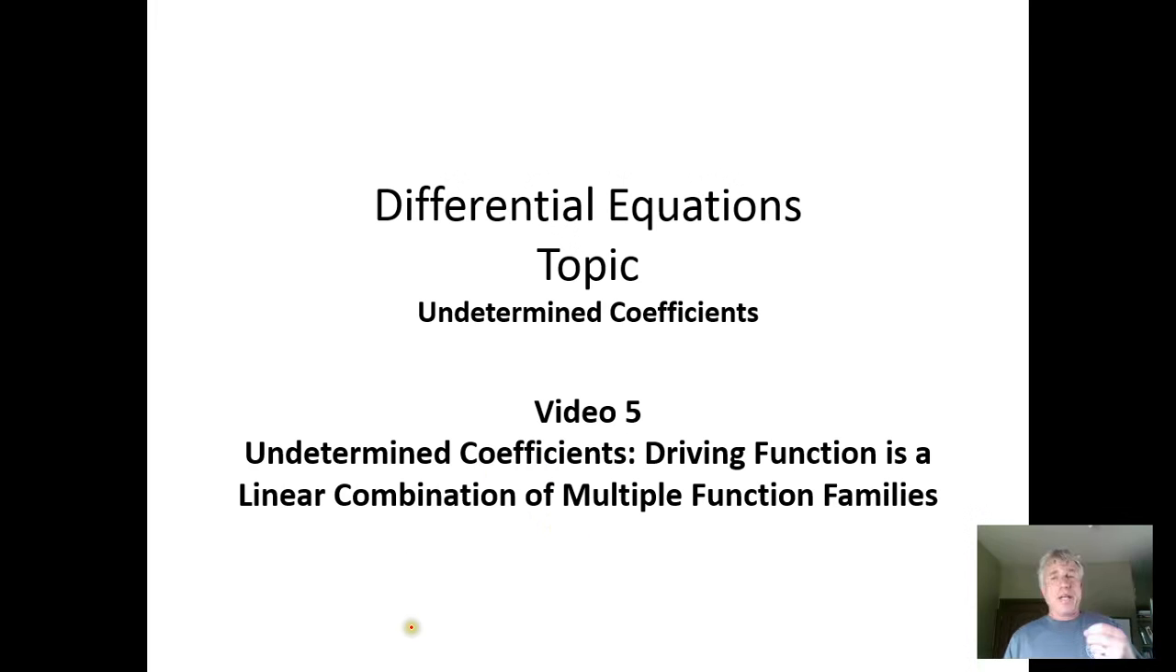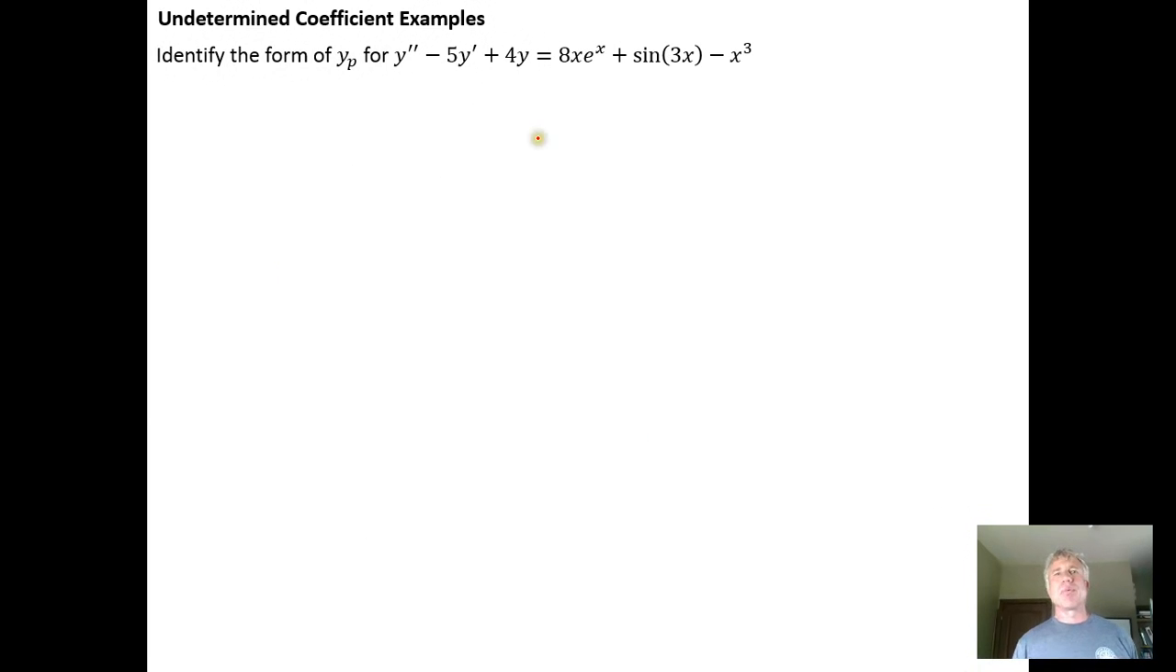So we're going to keep working with undetermined coefficients. This time we want to look at how to handle the situation where your driving function g of x is actually a linear combination of many function families. So let's suppose that we were trying to solve this differential equation right here. We notice that it's second order, linear, non-homogeneous, and it does have constant coefficients.